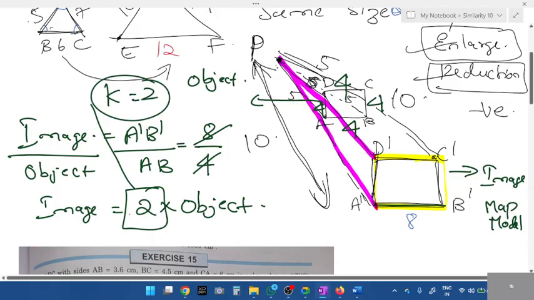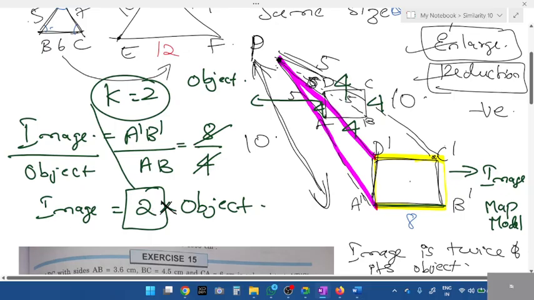So the image is equal to 2 times the object, students. Isn't it clear? The image has become twice the size. You read the sentence: image is twice its object. Twice of its object. So the scaling factor is 2. Okay. Scaling factor is 2.